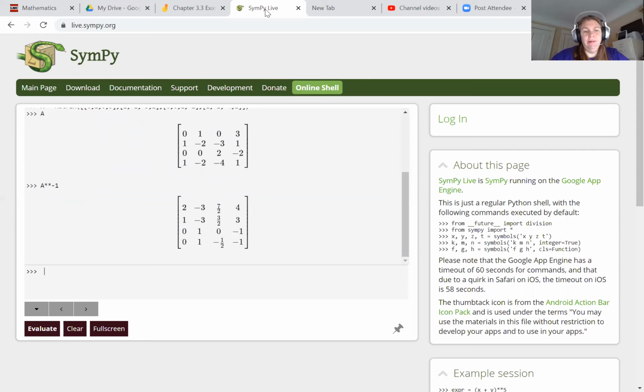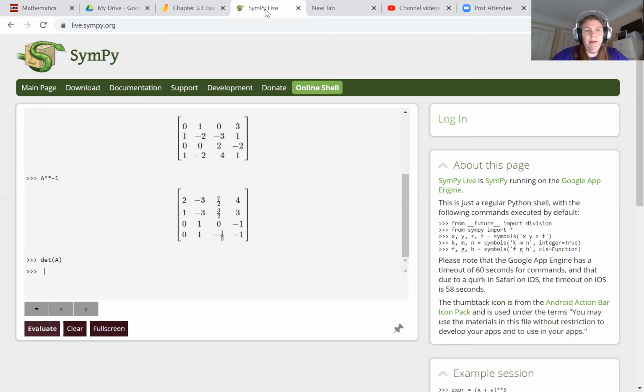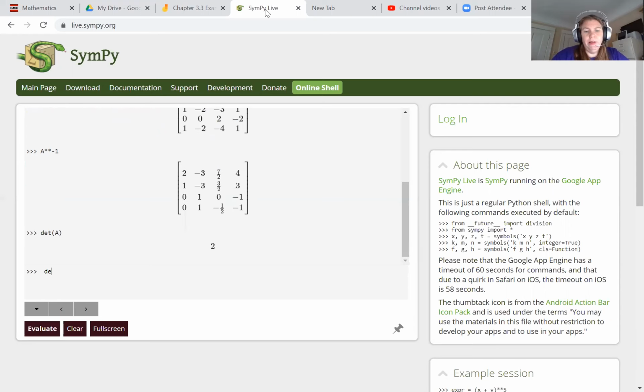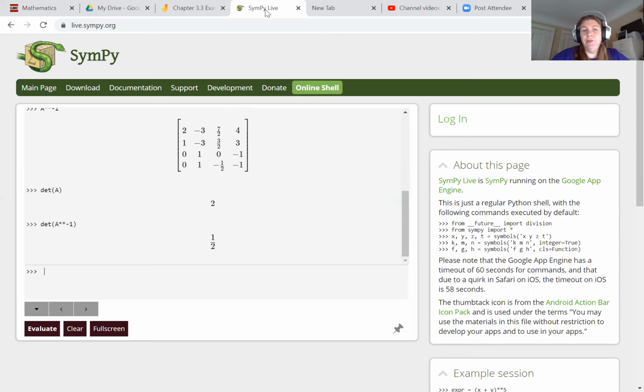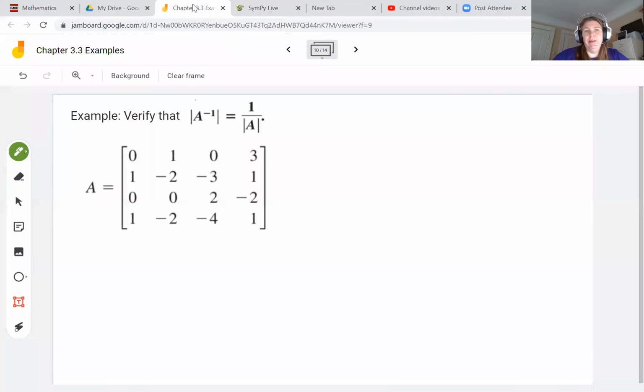Here it is. And so let's check, the determinant of A is 2. And then the determinant of A inverse, so we put in parentheses A star star negative 1, is 1/2. So it is 1/2, the multiplicative inverse. So we have verified this relationship that the determinant of A inverse is 1 over the determinant of A. So we can say the determinant of A inverse is 1/2, and the determinant of A, shown using technology, is 2.